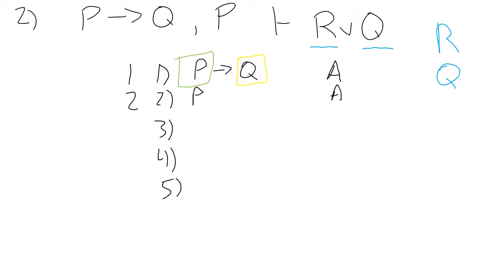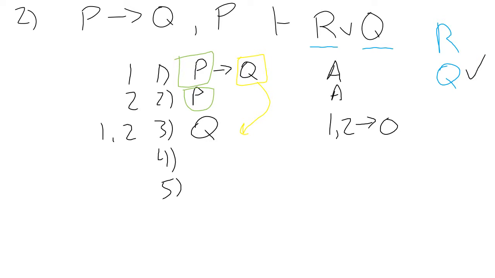Well, this is bound up in a conditional statement, but luckily my second assumption gives me the left side of it, so I can write Q here. That's going to be from 1, which is my conditional statement, 2, which is my antecedent, and what am I doing? I'm removing the arrow, so that's 1 and 2.